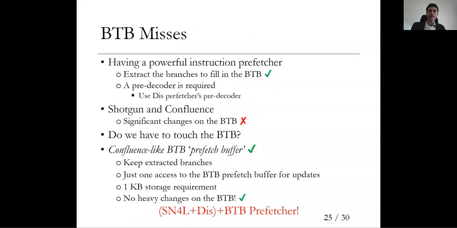What about the BTB misses? Essentially, if we have a strong instruction prefetcher, eliminating BTB misses is relatively simple. We use a very, very similar idea to Confluence: by decoding the prefetched instruction blocks, we identify missing branches and insert them into the BTB. While there are some minor differences between the way we do BTB prefetching and prior proposals, those differences are really minor, and the main idea is very similar to the prior one.